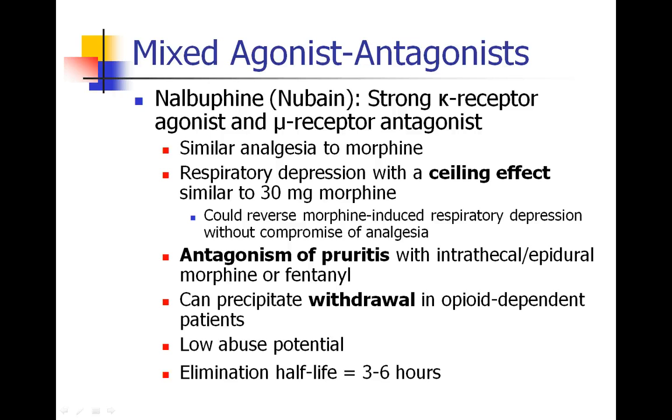The most common clinical use of Nubain is pruritus, the itching that people get when they get intrathecal or epidural morphine or fentanyl. We use it a lot in our pregnant patients because there's less risk of respiratory depression. We can cut out some of their itching and still help them with their pain. If a patient is truly addicted to opioids, you could actually precipitate withdrawal in a patient who's getting Nubain by blocking that mu opioid receptor. Nubain itself has a pretty low abuse potential, and its elimination half-life is about 3 to 6 hours.